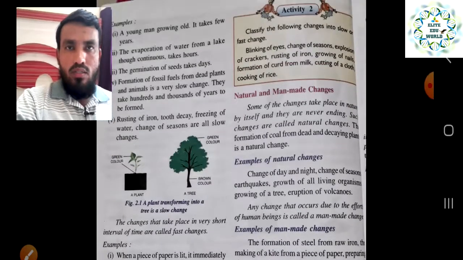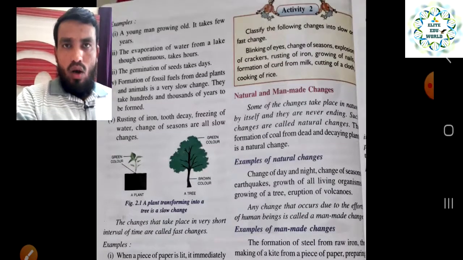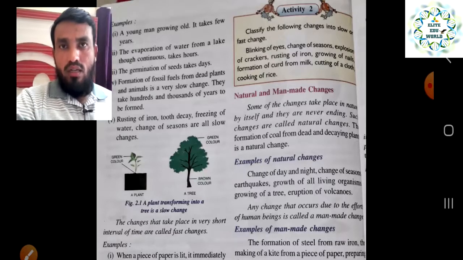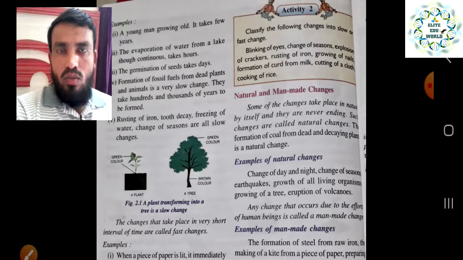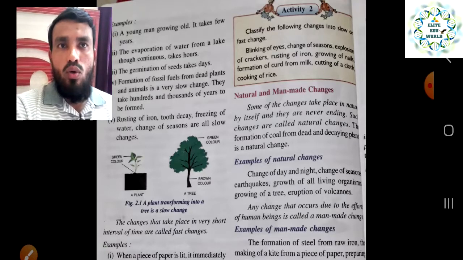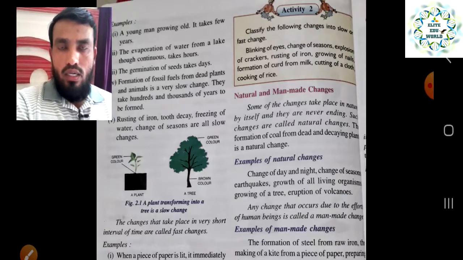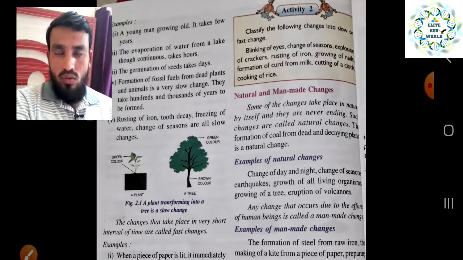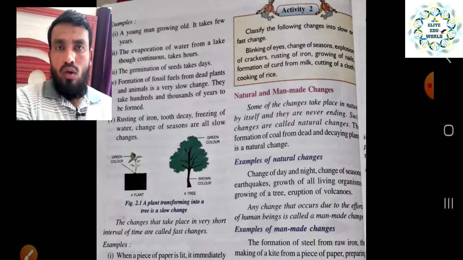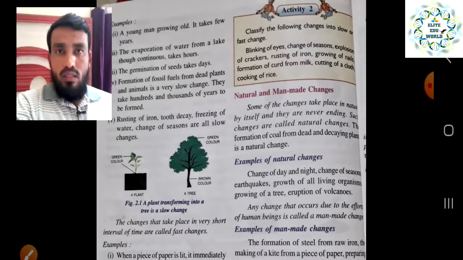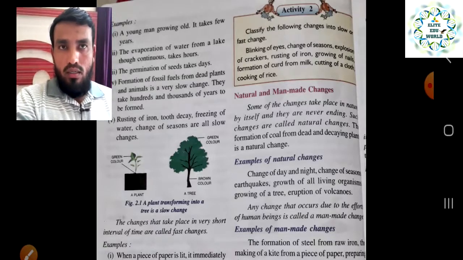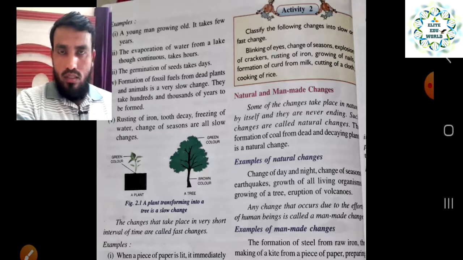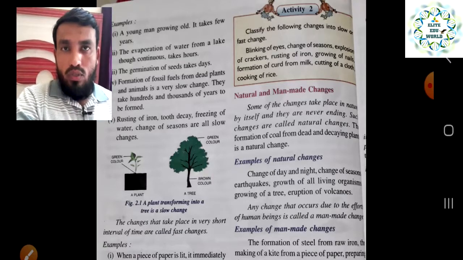Whatever the time they require, we can classify them into different examples. So we have some examples. On the basis of that, we can understand it will take time, and on the basis of time we have divided them. Number one example, a young man growing old, it takes a few years, right? You have seen young men around you. It will not happen in a second or tomorrow that he becomes older. It will take years and years for a young man to become an older man. So that is also a change that is happening, and it takes time. You can say this is a slow change or slow process.